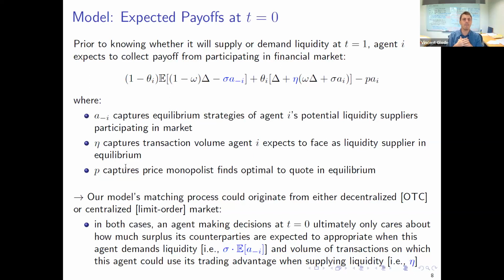Number one. Number two, if I acquire a trading advantage, then the more participants there are, the more often I can use my trading advantage, and the more valuable that trading advantage will be. Those are the two properties we really need. We just use a random matching, but you can think of it as OTC or centralized. As long as you give us these two properties, we will be fine.